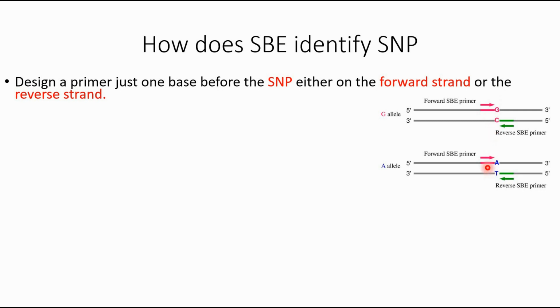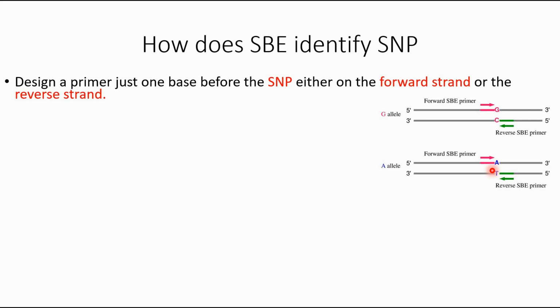So if you want to design SBE primers, then this, as you can see, is the SNP. Just before this SNP, design a primer which will be your forward primer. Or you can also design a reverse primer for its complementary strand. But that primer should be after this SNP, that is here. It should be adjacent to that SNP.